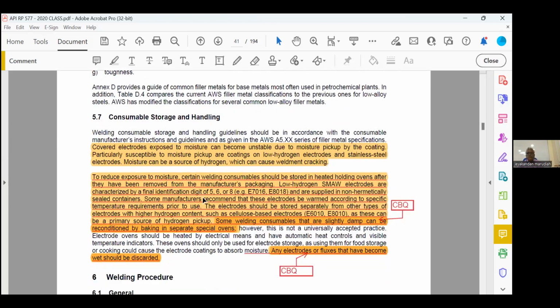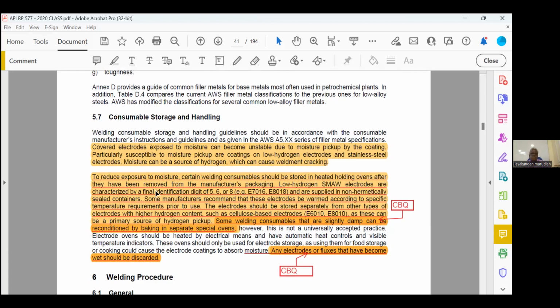Then consumable storage and handling. You have to rebake the electrode if it is not a vacuum packed electrode. Now, rebaking, what we normally call baking: low hydrogen electrodes should be rebaked separately to avoid hydrogen pickup. And when the electrode is cooled and we rebake it again, but it becomes wet, it should be discarded. Discarded means you have to break it and throw it.